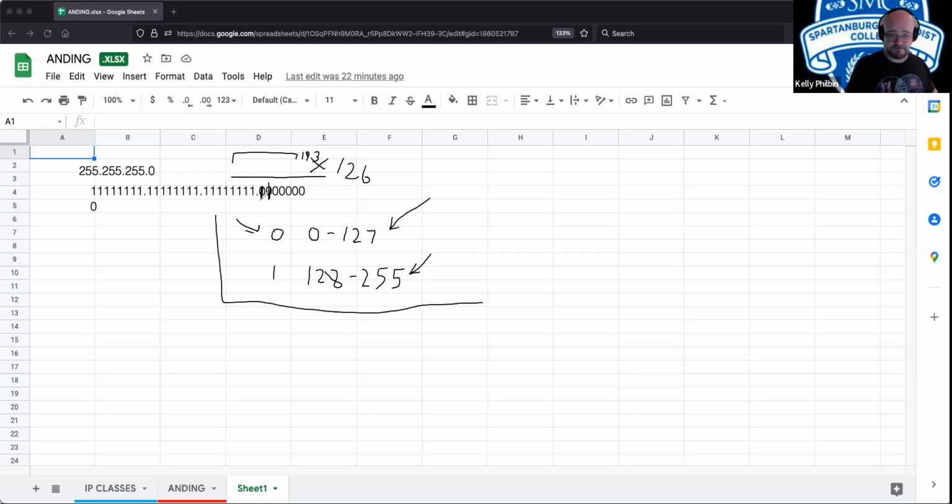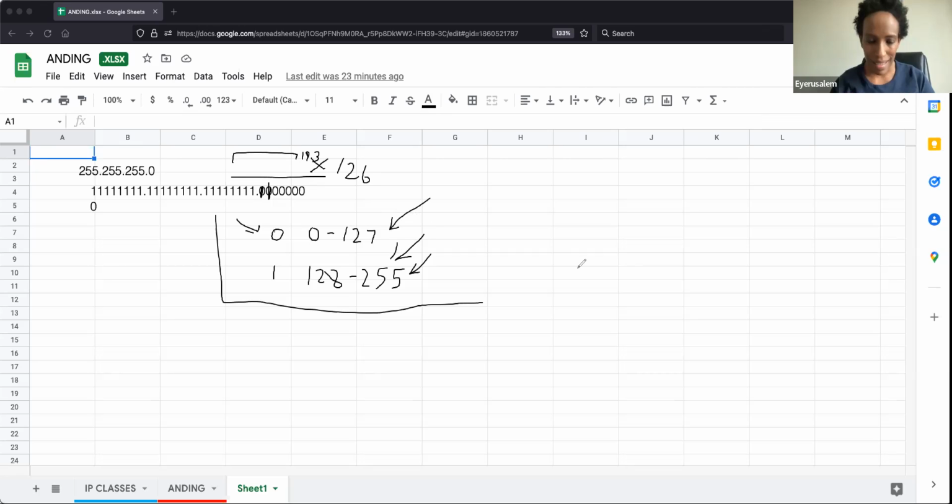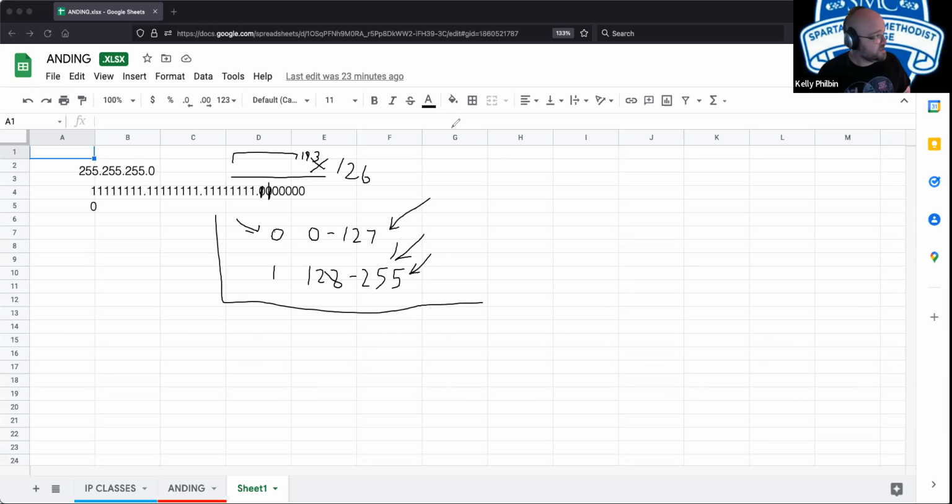I don't know how you got the 193. Could you explain that again, please? That was just a random number I picked to show a number that would go in the second group of IP ranges. Got it. So if I got this address, it'd be like 192.